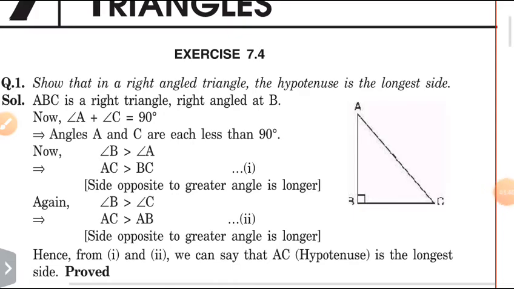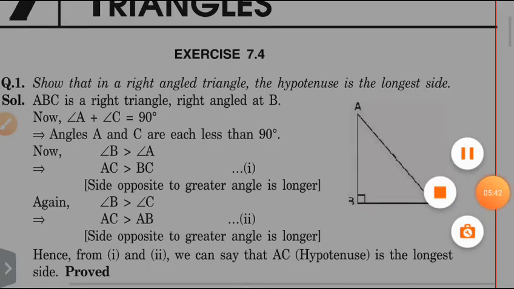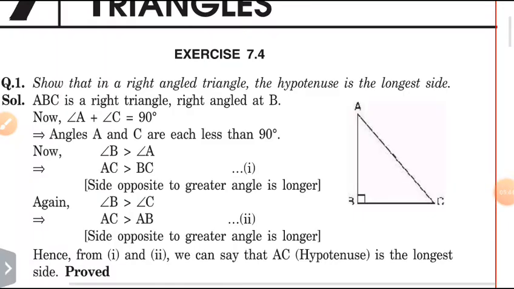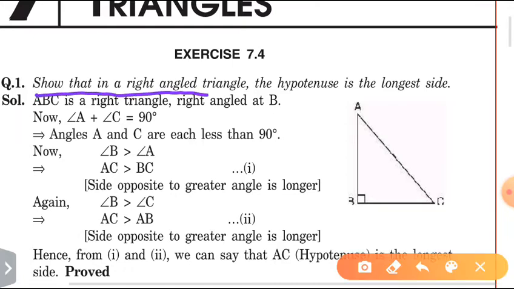So as I told you, you will use this theorem widely in this exercise. The longer side is in front of the biggest angle, the side will be longer. So this theorem we will use in this question. Now see the first question, the right angle triangle, the hypotenuse is the longest side.